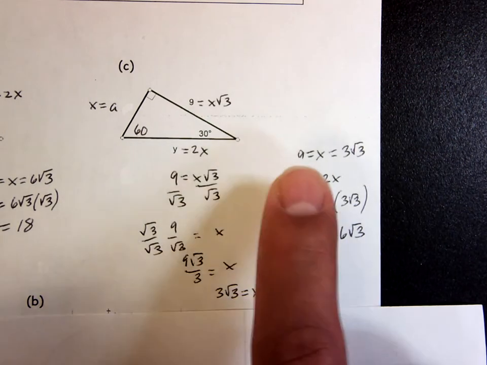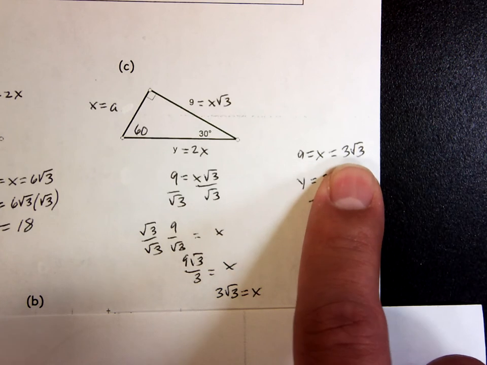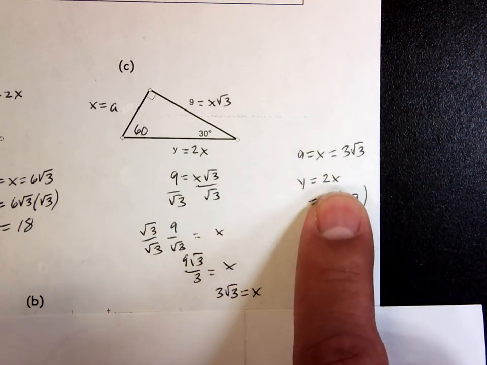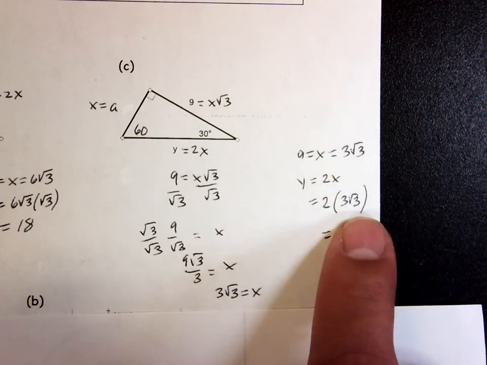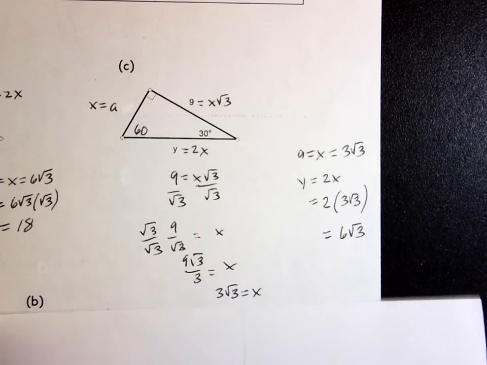But we just said up here that a equals x, so then a equals 3 root 3. Y is equal to 2 times x, so y is equal to 2 times 3 root 3. So y is equal to 6 root 3. Done.